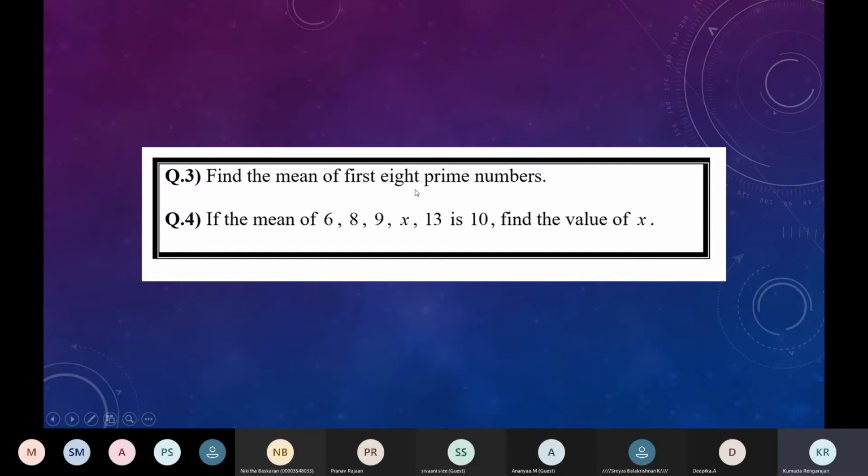Find the mean of the first 8 prime numbers. List the first 8 prime numbers. 2, 5, 7, 13, 17, and 19, ma'am. Is that right? Yes, ma'am.